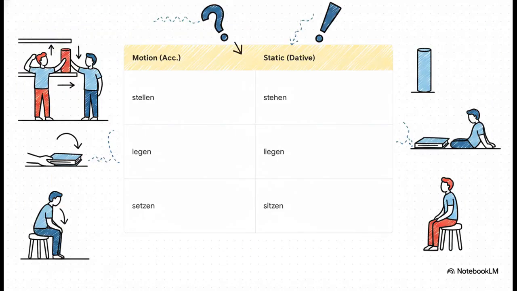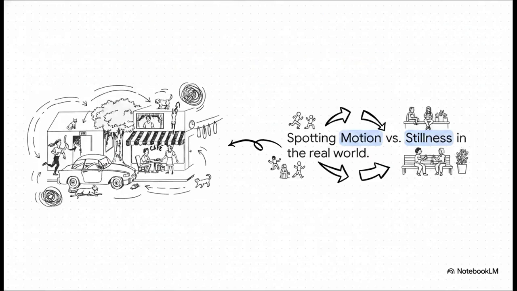And here is a brilliant little shortcut to help you spot the difference. Certain pairs of verbs have this dynamic built right into them. Stellen means to put something down in an upright position. That actively implies motion, forcing the accusative. But its static twin, stehen, to stand, implies zero motion, forcing the dative. The exact same goes for legen versus liegen and setzen versus sitzen. Pay close attention to the verb and it will often practically hand you the answer for which case the preposition needs. Let's put this to the test in a real-world scenario.